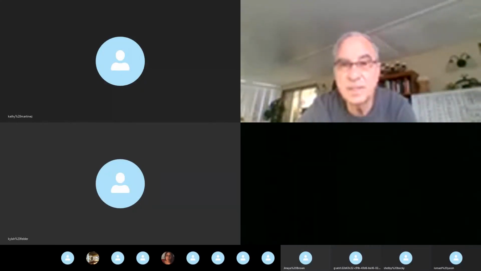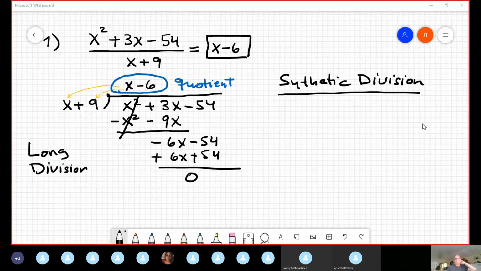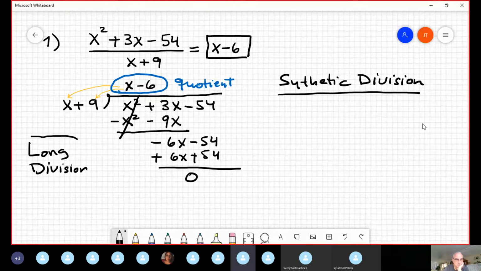Did you see the board? Yes. Do you understand long division? Was it easy or no? It would be good if you gave another example.